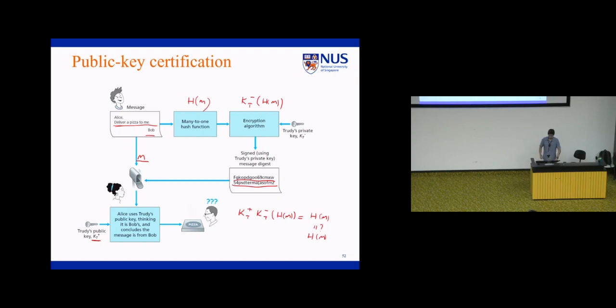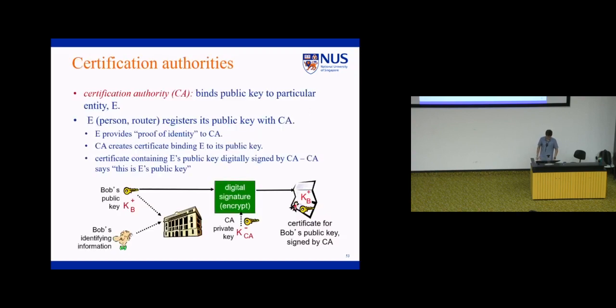So how to fix it? Using public key certification, if we certify that this public key is in fact Bob's public key, then the pizza store can ensure that this message is indeed coming from Bob. So we have something called the certification authority or certificate authority, or simply CA for that. It binds the public key to a particular entity.